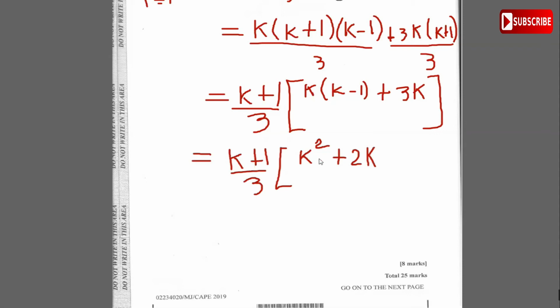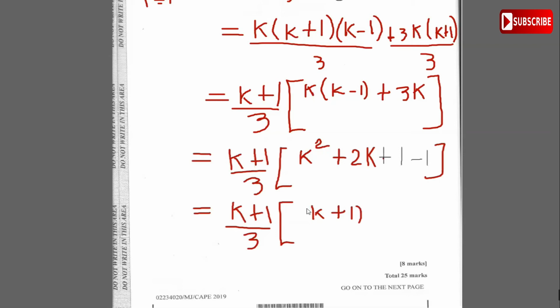Instead of writing it as k squared plus 2k, I'm going to add 1. Let me add 1 in a different color so you can see it shouldn't have been there, but we put it there. We're going to add 1 and subtract 1. You might say, sir, that's crazy. It's not crazy because that's what's going to give us a result. So this is k plus 1 over 3, but k squared plus 2k plus 1 is k plus 1 all squared, minus 1. And we get what we're supposed to get.